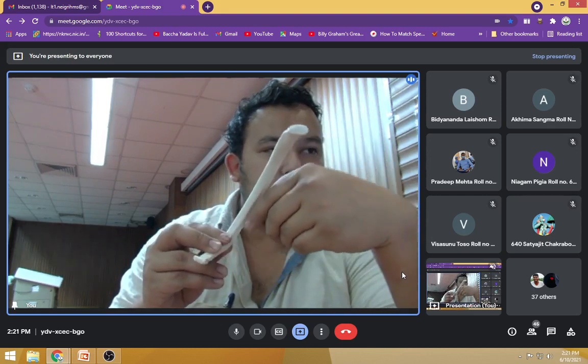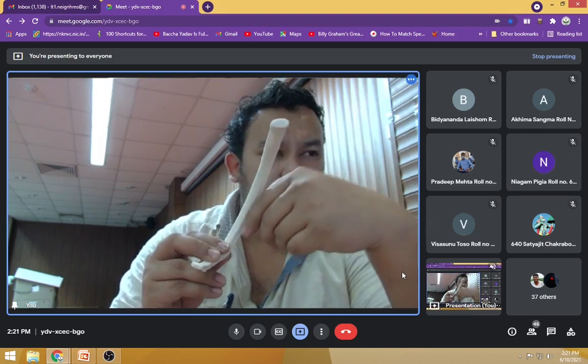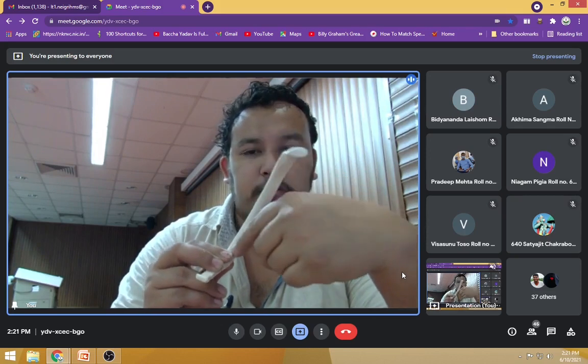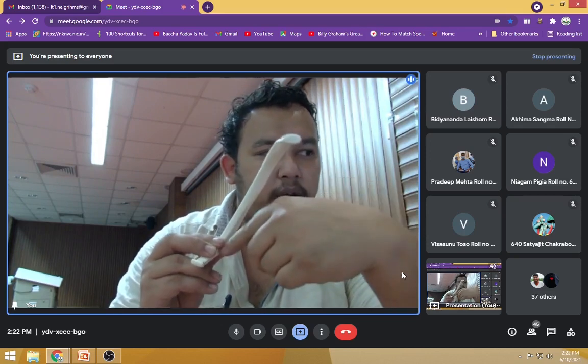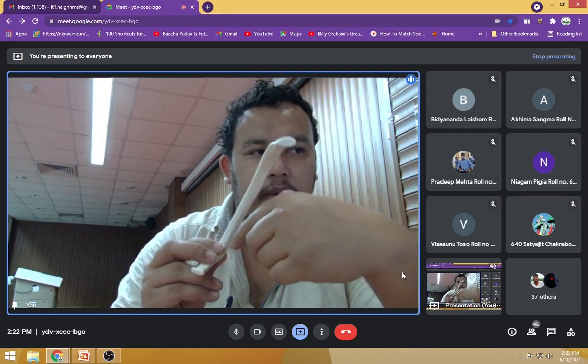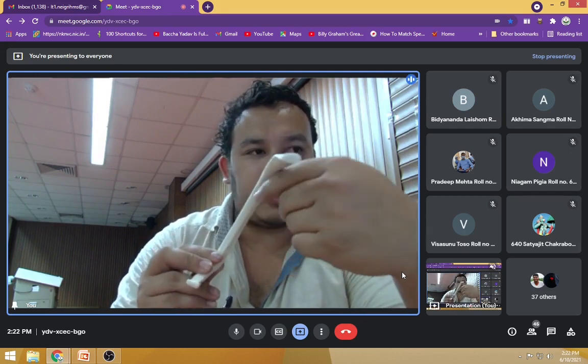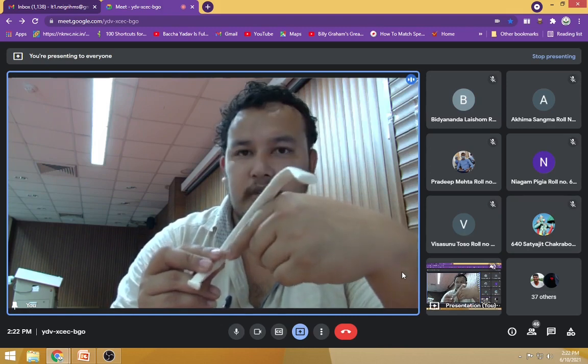Now this costal groove contains the intercostal artery, vein and nerve, and the arrangement is vein, artery, nerve. That means most superior is the intercostal vein, then you have the intercostal artery, and most lower you have the intercostal nerve. So this intercostal neurovascular bundle travels through this costal groove.